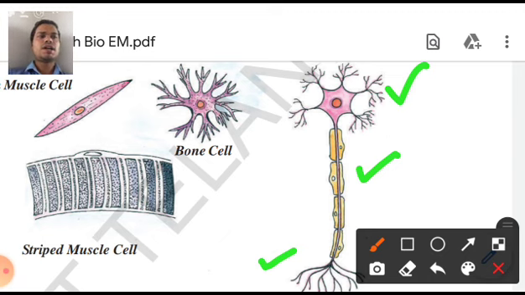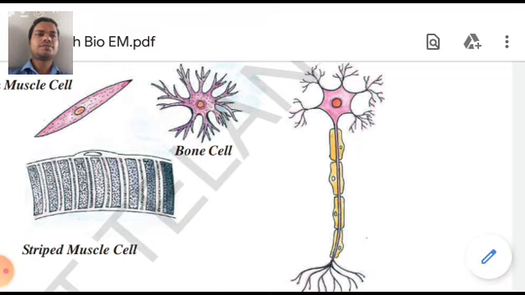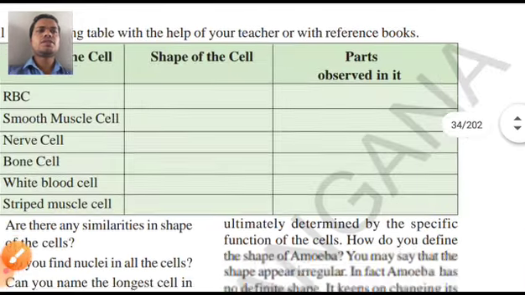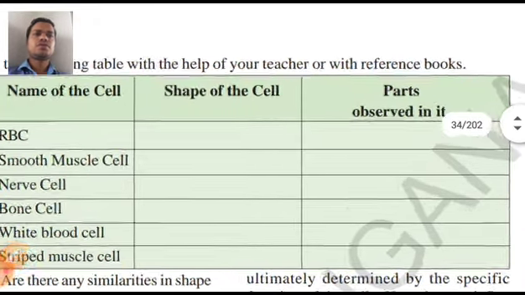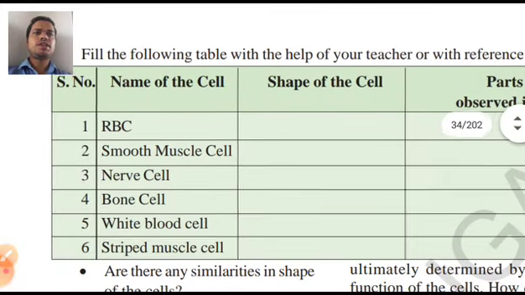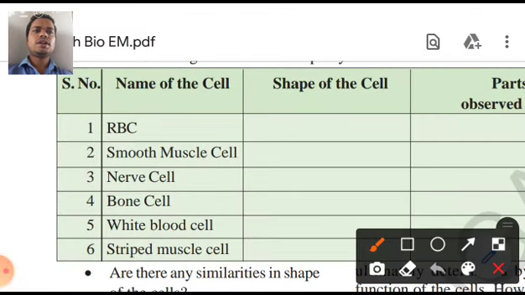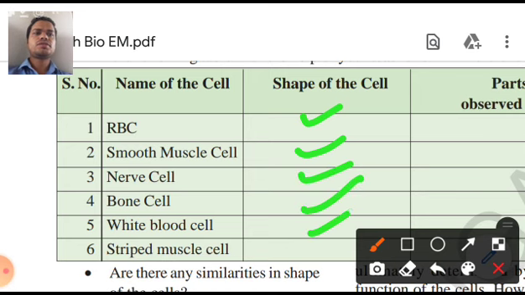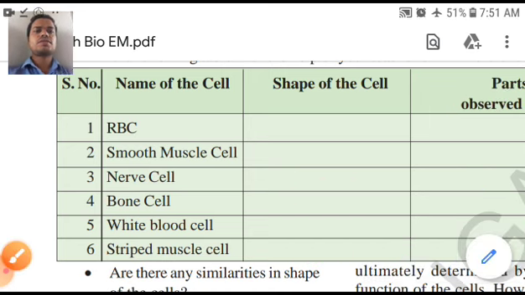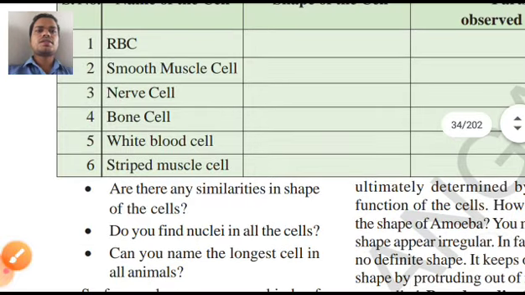Actually, there is no need to write these parts you observed in it. What you have to do is draw this table neatly and write in all these boxes. Don't write in this box. Okay, this is your homework. Now let us try to answer the questions.